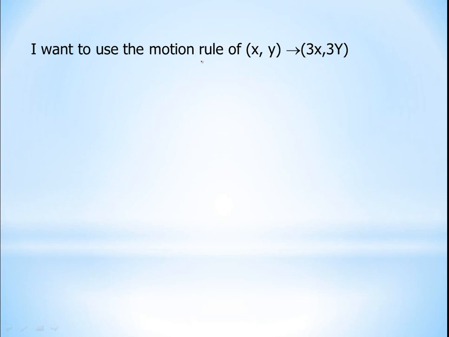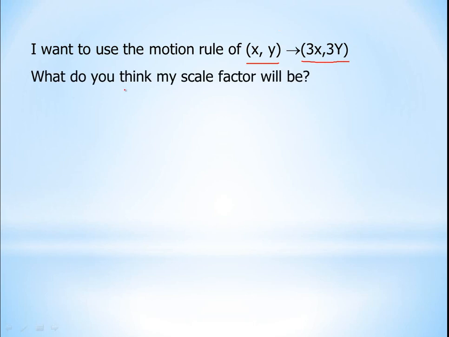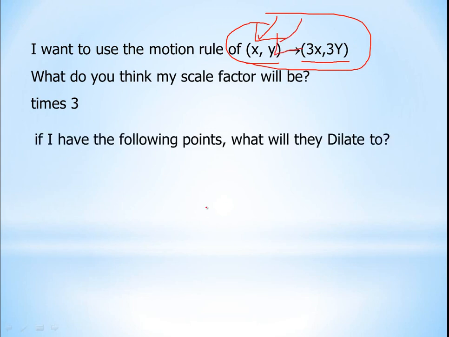So this, we call it a motion rule, and we take the original coordinates and we take it times 3 for the new coordinates. So I want to dilate something by a scale factor of 3. This is what it would look like. So this is a scale factor of 3, and what I'm doing is just multiplying the x and the y by 3.